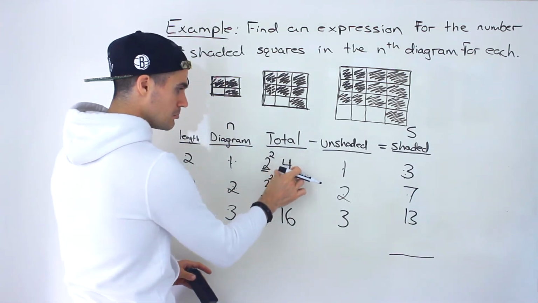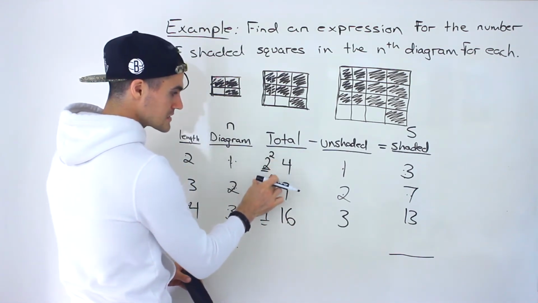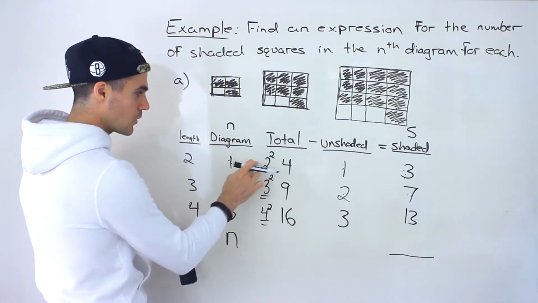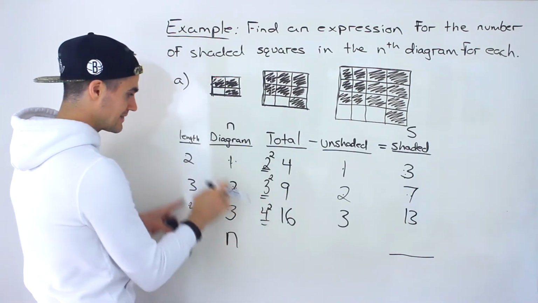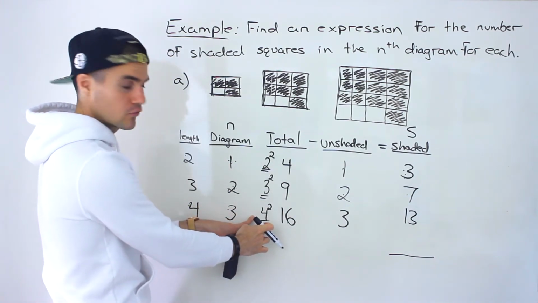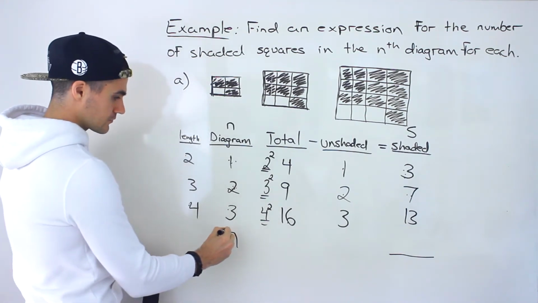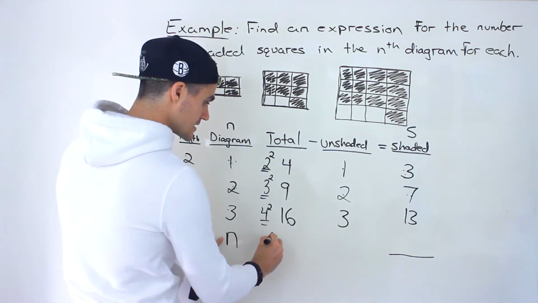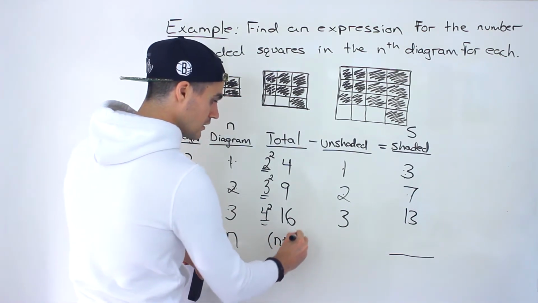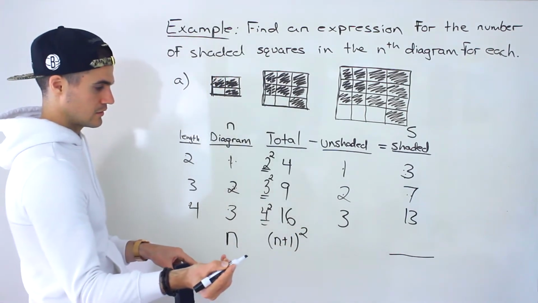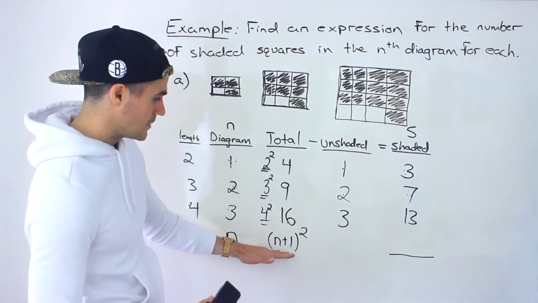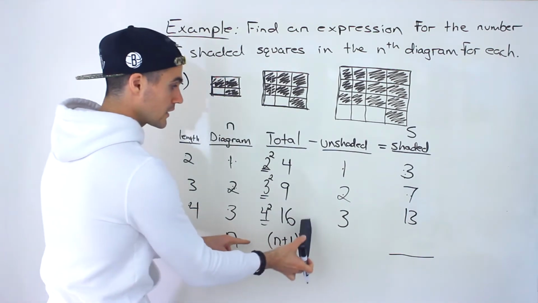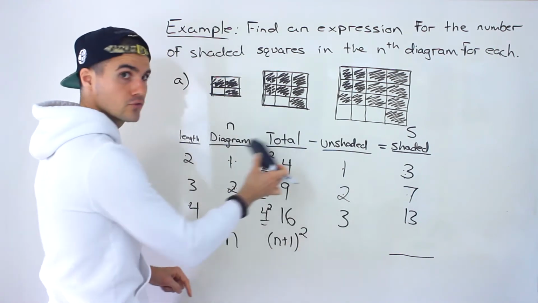You can just put the total over here, but then you can put on the side how we got that total, right? And then from here, you can see we're just adding 1 to get that length, or to get that base over here. And so to create a general expression for the nth diagram, it's going to be n plus 1 to the power of 2, like that. Okay, so n plus 1 to get the length of the square, and then we are squaring it to get the area, or the total number of squares.